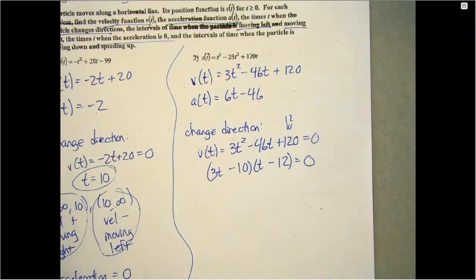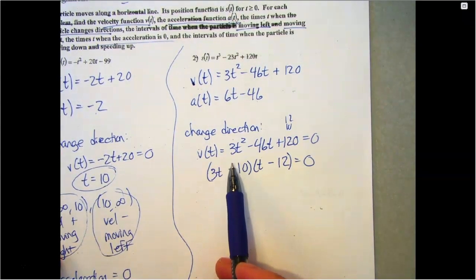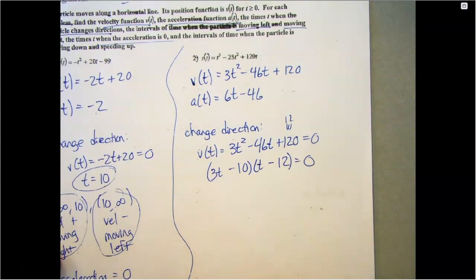If you're stuck, you can do the quadratic formula. Do we know the quadratic formula? Should we say it again? It's negative b plus or minus the square root of b squared minus 4ac, all over 2a. What's a? 3. b is negative 46. c is 120.